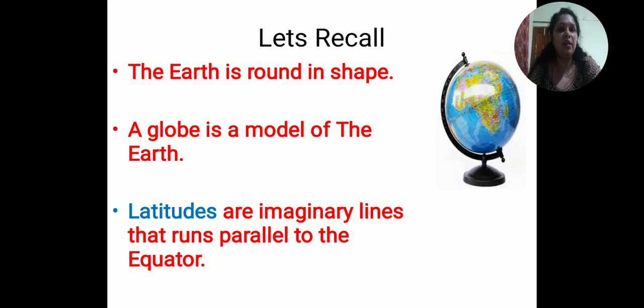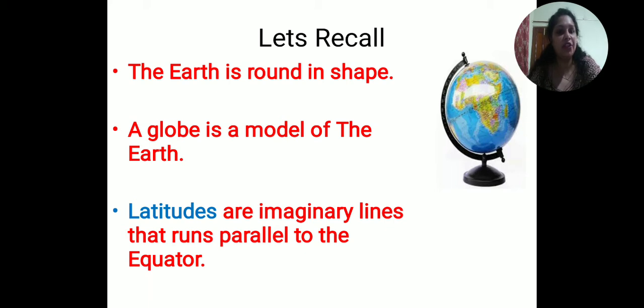Now we will do a summarization of this chapter, because we have already discussed it. Explanation is completed. Recapitulation is also completed. So we will do a summary and then start with the book exercise. The earth is round in shape, as we all know. A globe is a model of the earth. You can see a globe. It looks just like a model of the earth.